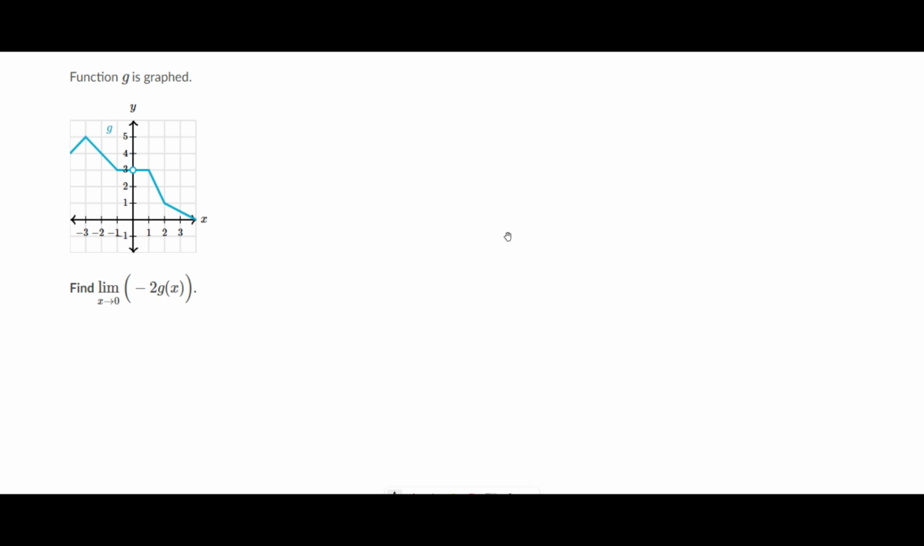We have function g, it's graphed here, and we have to find the limit of minus 2 g of x as x is approaching 0. Everybody thinks, what is that? But really, it's easy peasy. You should write it like this: limit of g of x, like normal, as x is approaching 0. And you do everything like before, like in my previous videos.